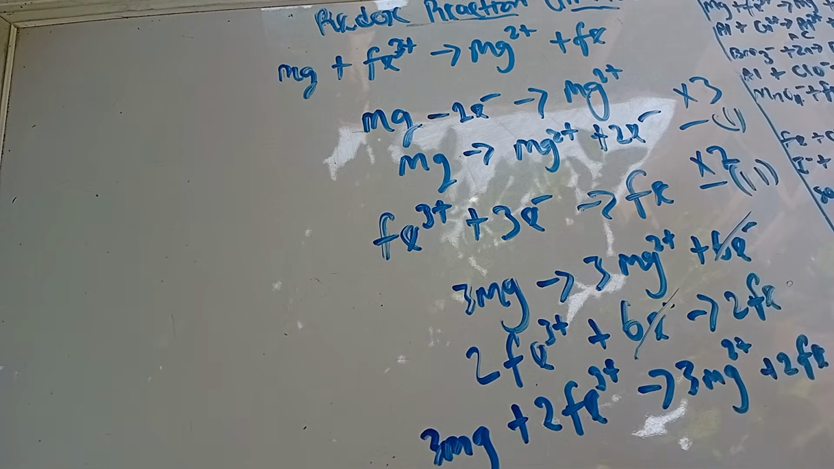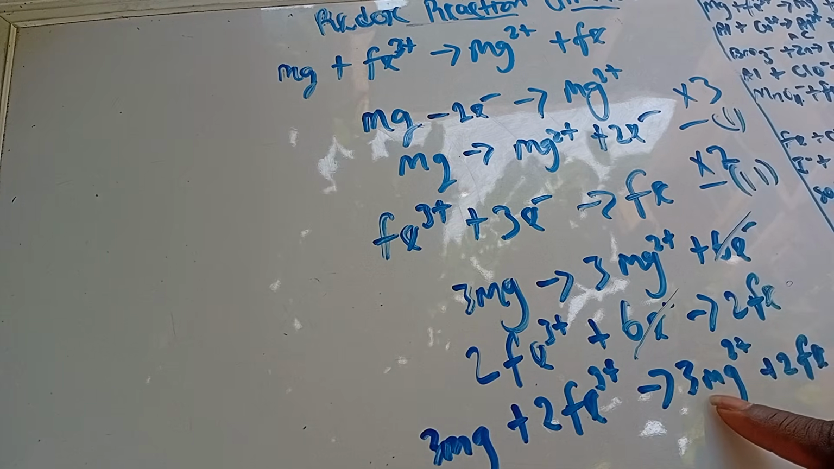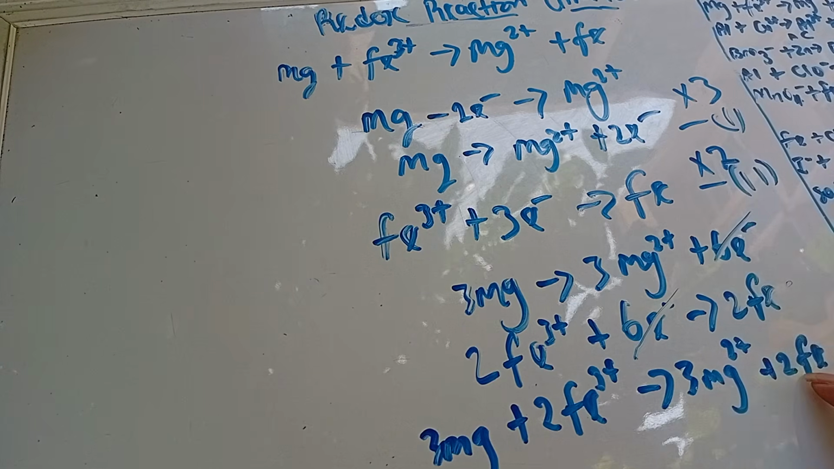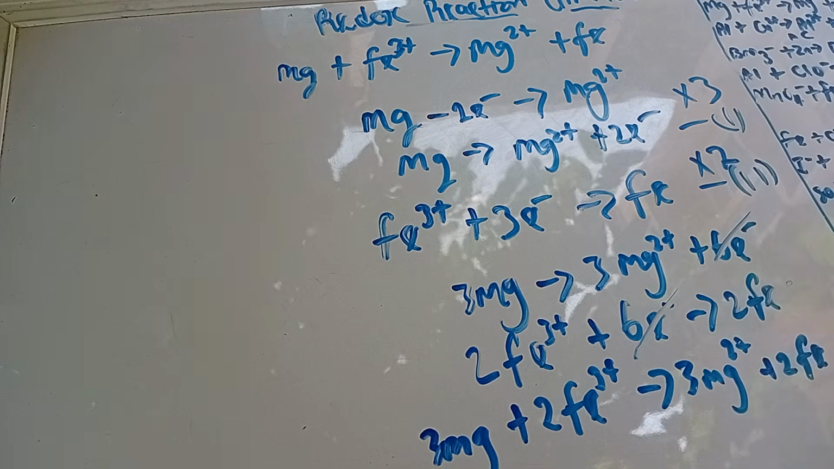Now let's check the atoms. Here we have 3 magnesium, here we have 3 magnesium. This charge is not the number of atoms. 3 magnesium is balanced. We have 2 iron, we have 2 iron. So it's balanced. So that's that for that.